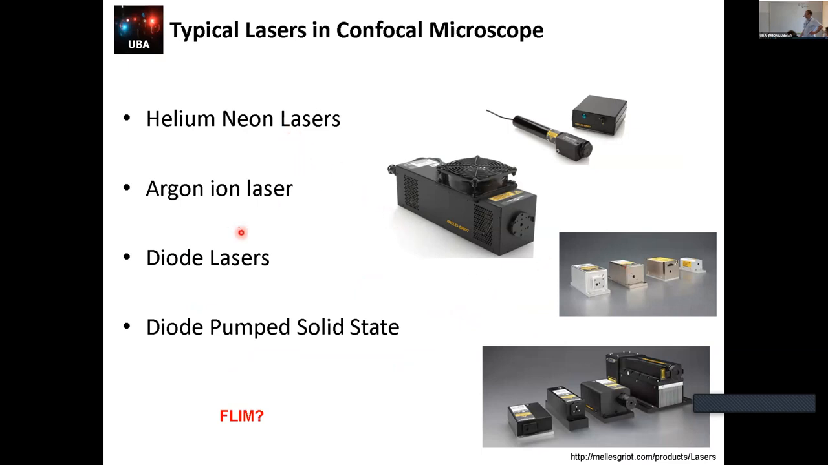Helium neon and argon are the most common. But today, the diode laser and the diode pumped solid state laser are very, very common, and they really revolutionized things, because they reduce the price a lot, and we have all the wavelengths that we want. But all these lasers are continuous. These are not pulsing. And for lifetime measurement, we need pulsing. We need a pulse, and then a window, and another pulse, because within the pulse and pulse, we will collect our photons. So what can we use for FLIM?